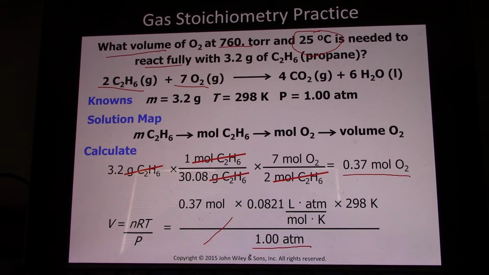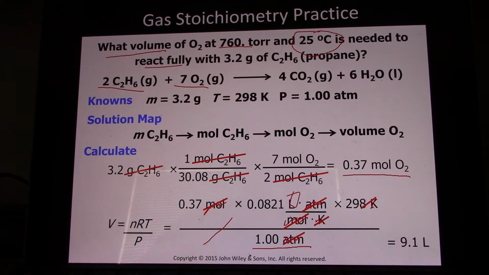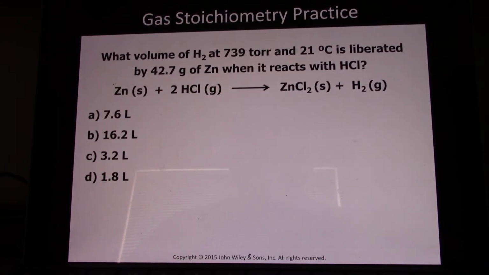Because if we look at our units, moles divided by moles cancels out. Atmospheres divided by atmospheres cancels out. Kelvin divided by Kelvin cancels out, leaving us liters, which is what we wanted. We get a volume in liters, 9.1 liters.